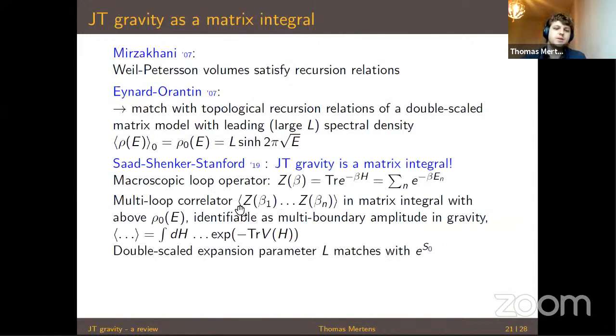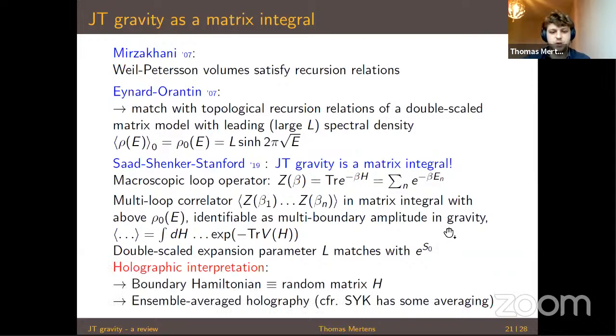Okay, so in this dictionary between the matrix integral and the gravitational calculations of JT gravity, the double-scaled expansion parameter of the matrix integral, which I called L here, matches with this e to the S0, where S0 is this extremal entropy. So that object serves as a double-scaling expansion parameter. And this entire story has a holographic interpretation where the boundary Hamiltonian is to be directly identified with this random matrix H.